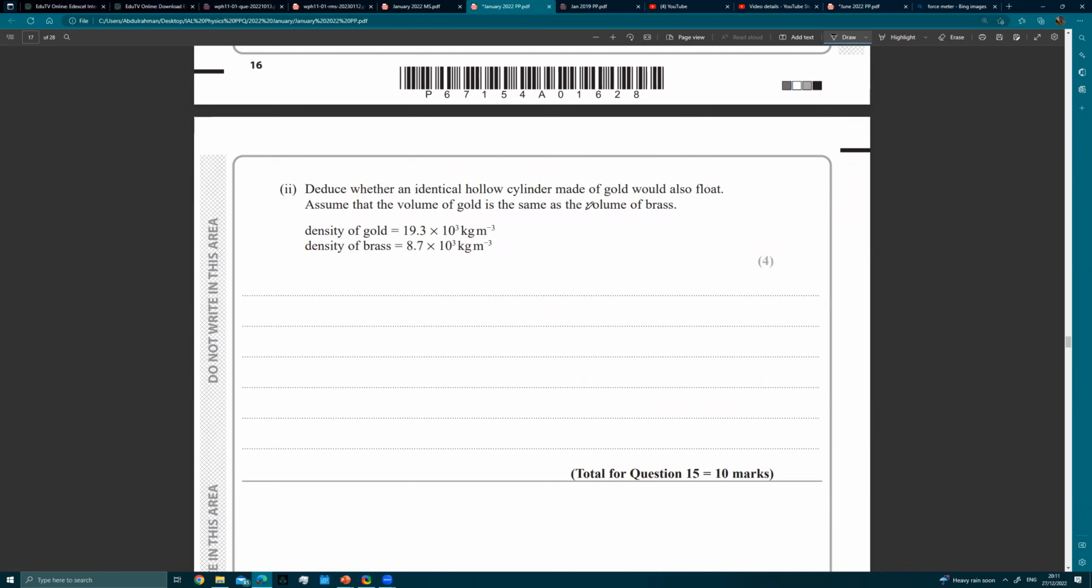Deduce whether an identical hollow cylinder made of gold would also float. Assume that the volume of gold is the same as the volume of brass. Four marks. It's giving you the density of gold and the density of the brass, and it's trying to say, would something made of gold float? What's the condition for it to float? The condition for it to float is this upthrust, which is the density times volume times g, has to equal the mass, which is, it's not giving us the mass, so we'll just write mg.